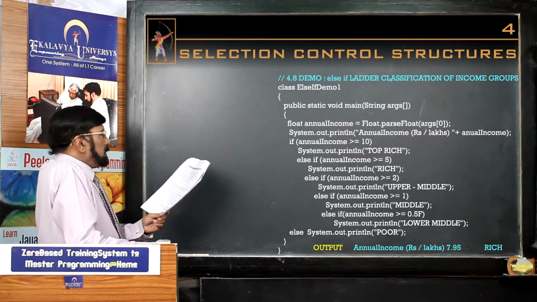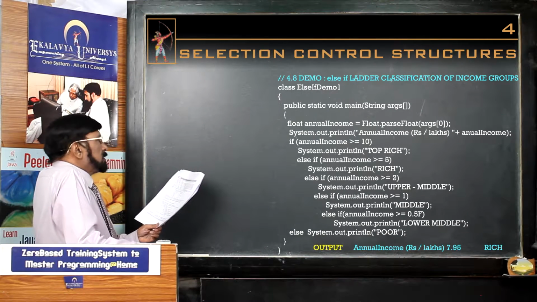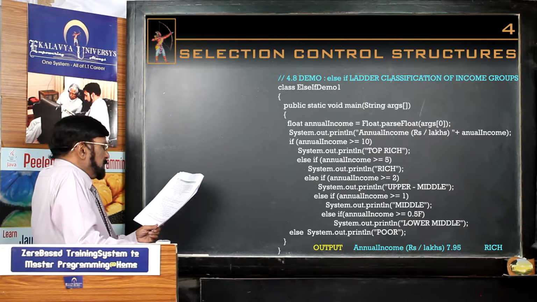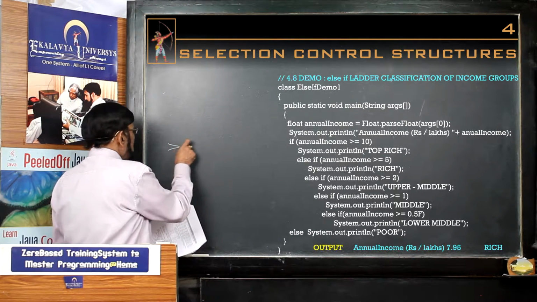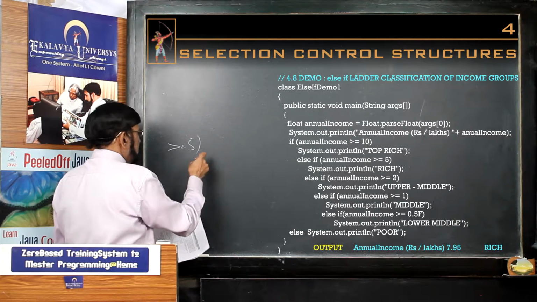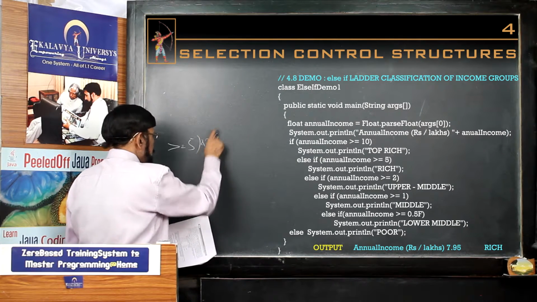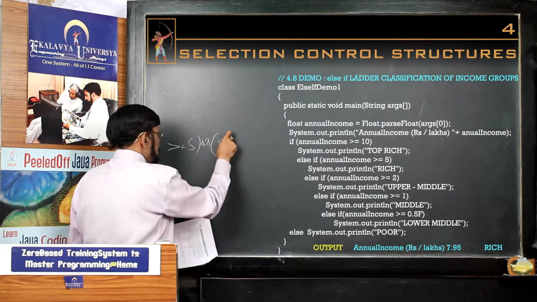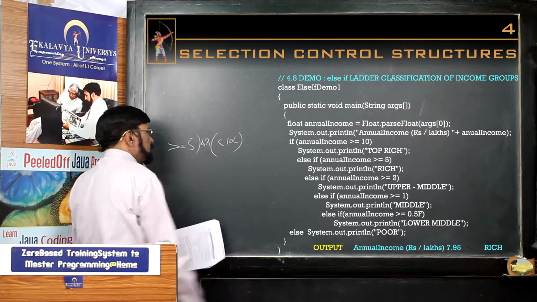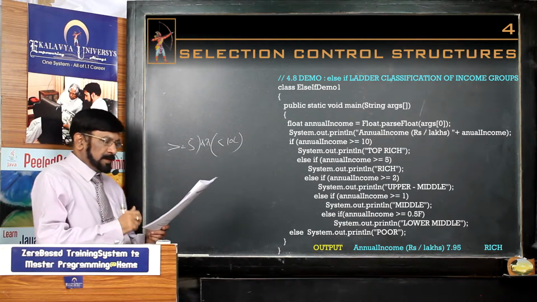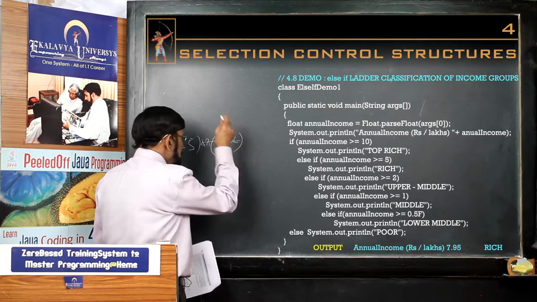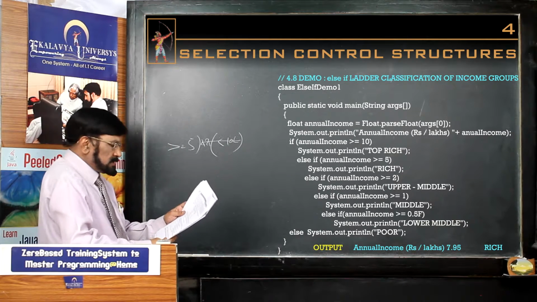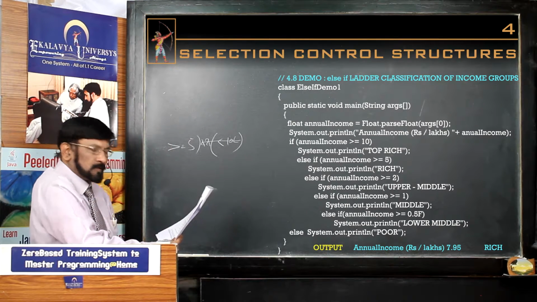Now you see, if annual income is greater than or equal to 10 lakhs. Second one, else if annual income is greater than or equal to 5 lakhs, I have written. What did I not write? Actually, what should I write? Less than 10 lakhs also I have to write. But I didn't write because this is implicitly provided by Java. That is the smartness of this control structure.